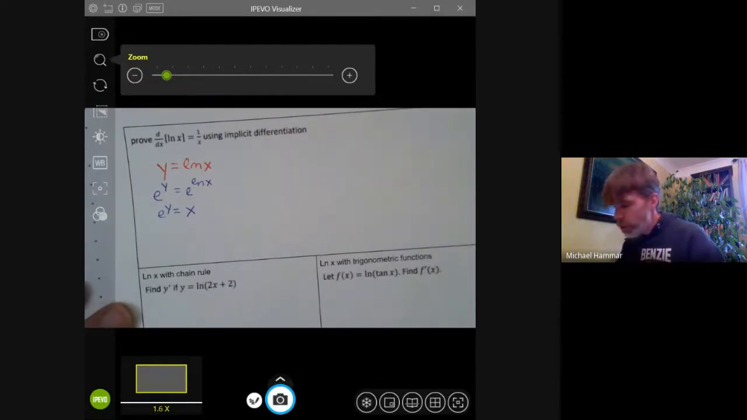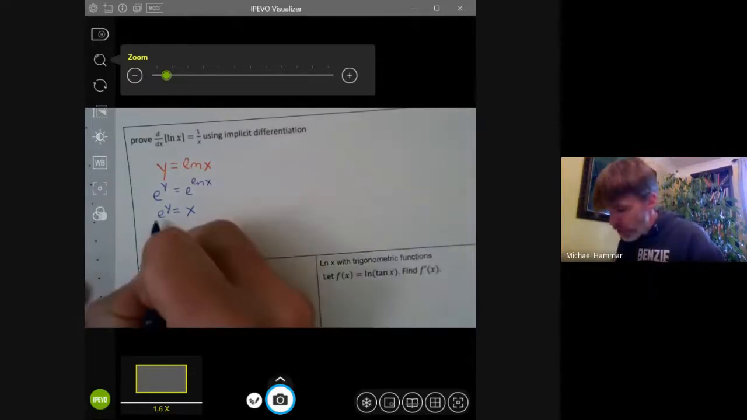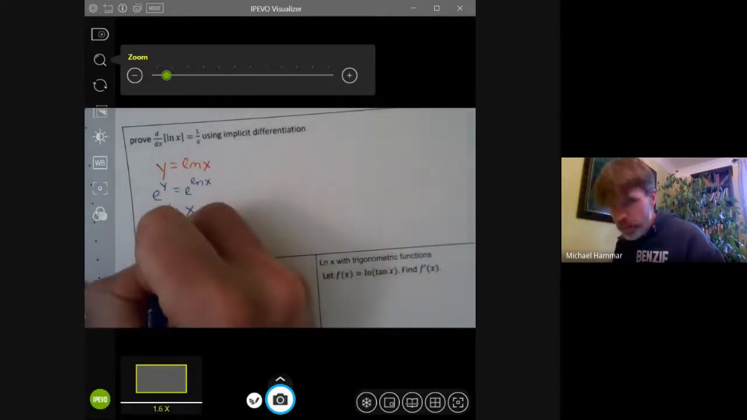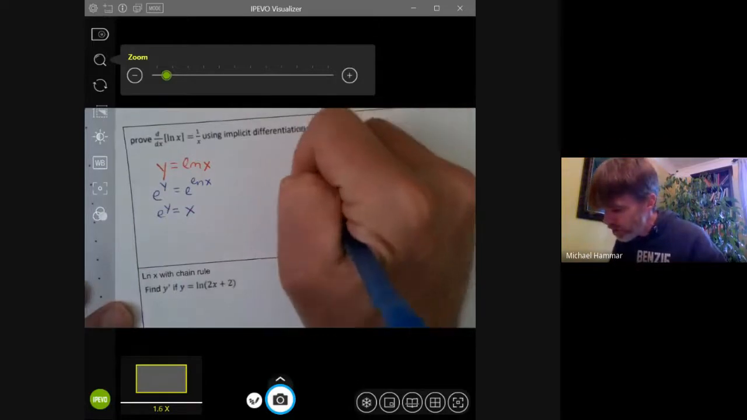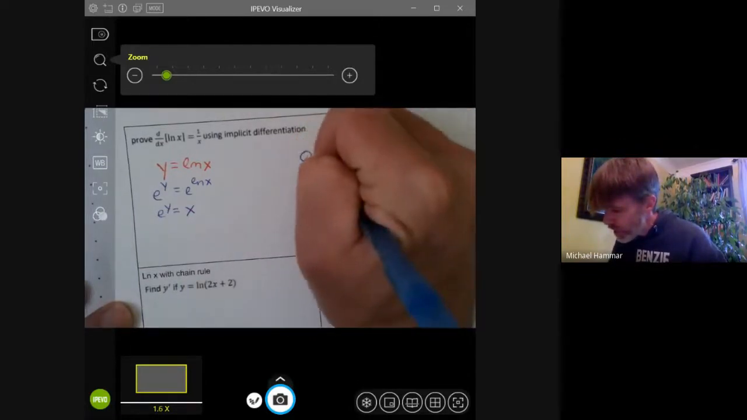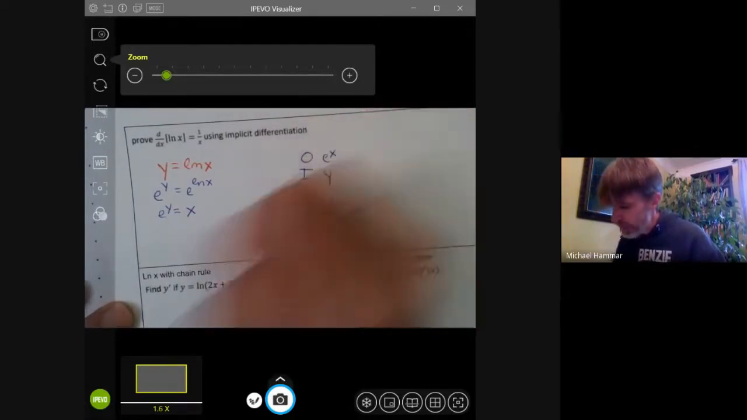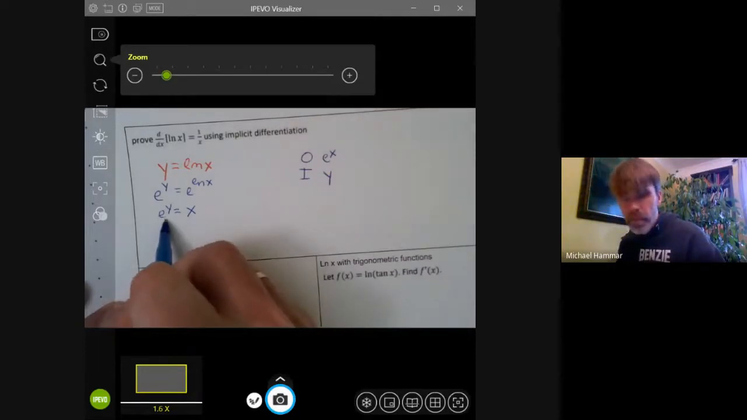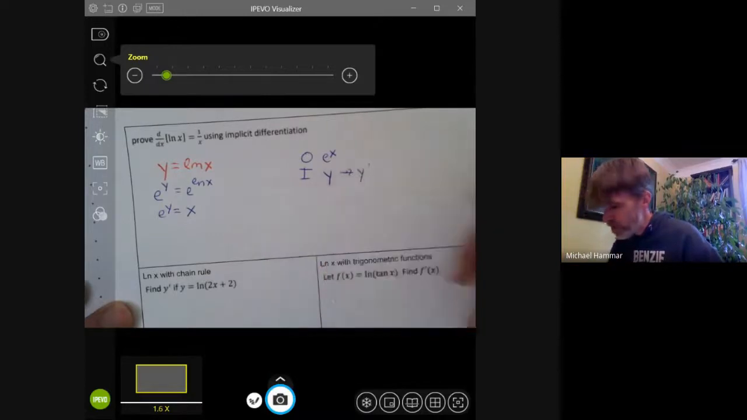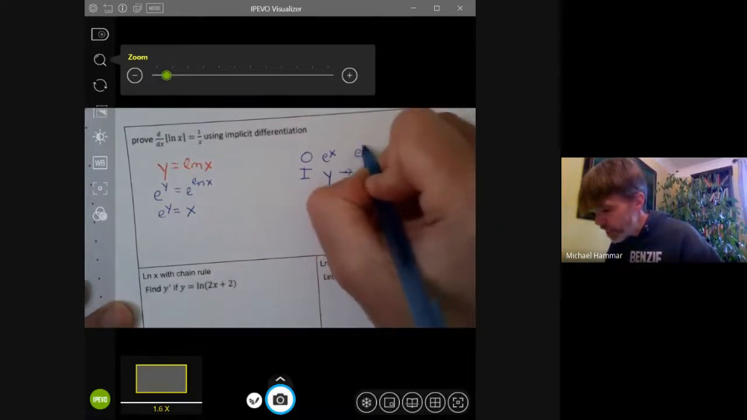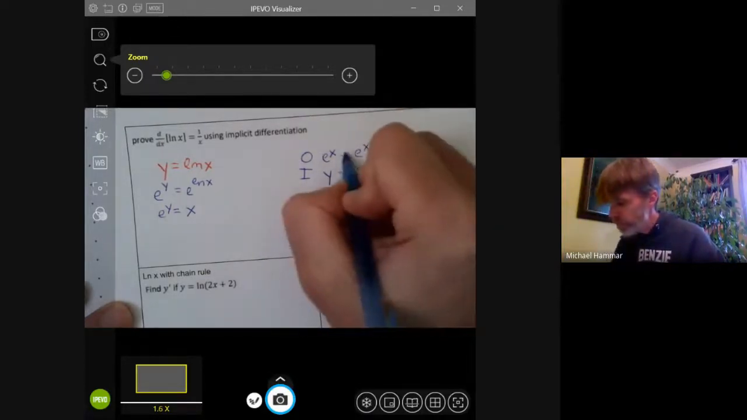So now, we are going to use implicit differentiation to get the derivative. So we're going to get y prime by itself, or dy dx. So if we go through and do this, remember in the previous one, this is an inside and an outside function. My outside function is e to the x. My inside function is y. So if I take the derivative, this is y prime. And then the derivative of e to the x, of course, is just itself.